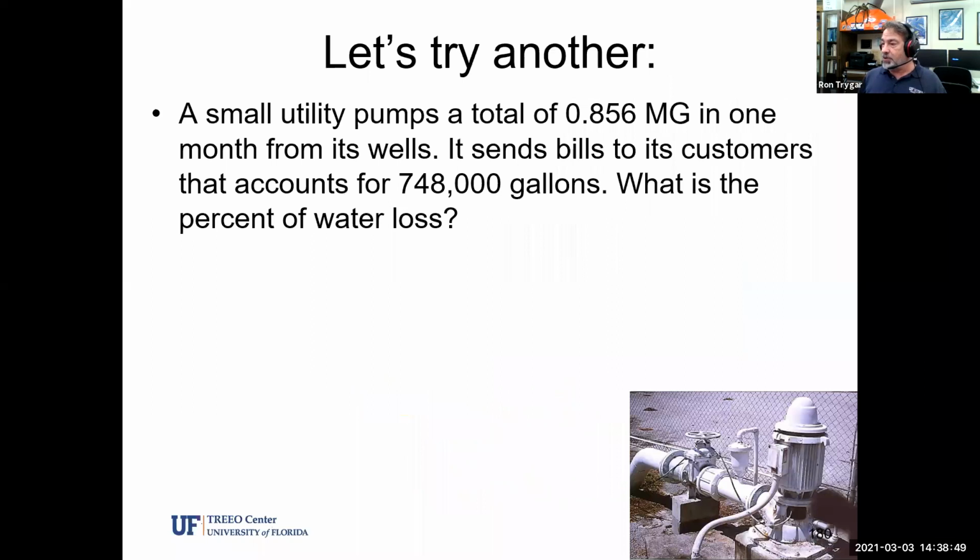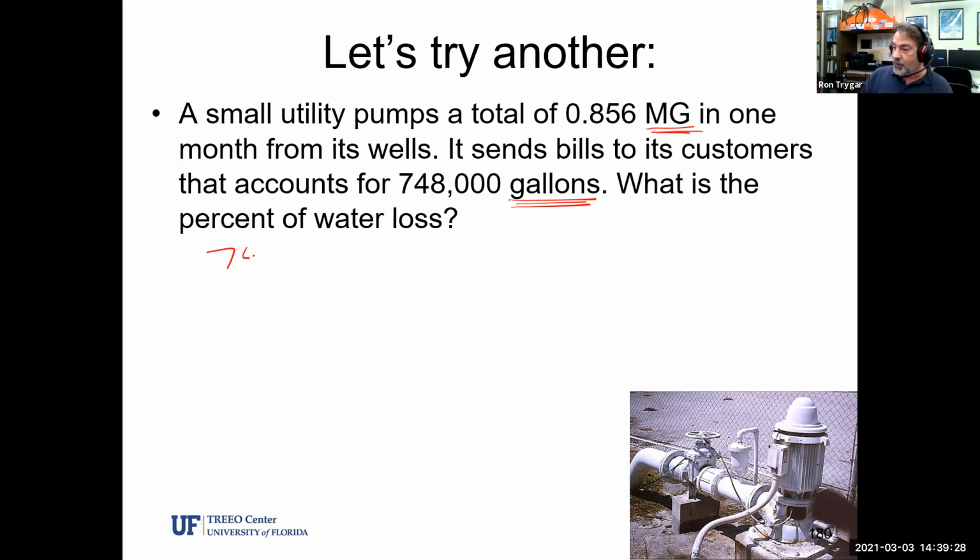All right, let's try another one. A small utility is pumping a total of 0.856 million gallons in 1 month from its wells, and it sends bills to its customers that account for 748,000 gallons. What is the percent of water loss? So here we have an example of gallons units and million gallon units. So what you need to do is figure out what is more comfortable for you to put into the calculation. Both units have to be alike. So if you're going to work with the million gallon units, then the gallon units here have to be converted to million gallons. So let's take a look at that.